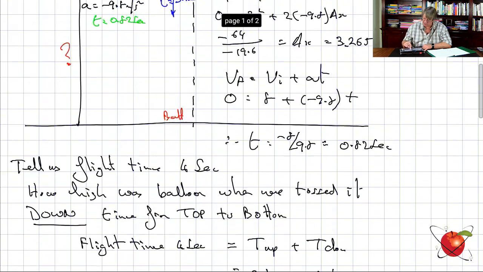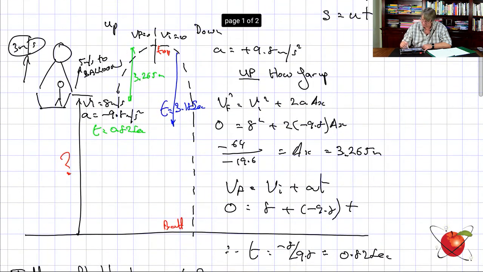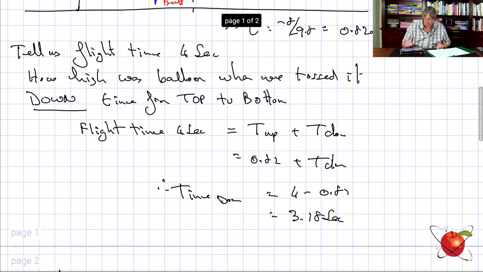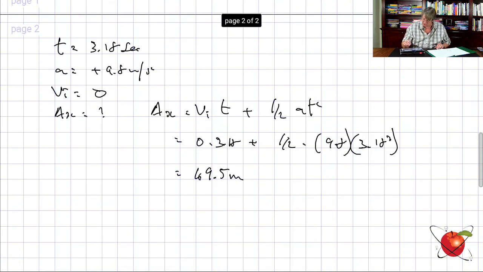So I go back and I put it in. All right, I put it in over there and it's blue, and I say my height is over there to there. Delta x is 49.55 meters. So how high is that? Well, it's obviously going to be 49.55 minus 3.265, isn't it?